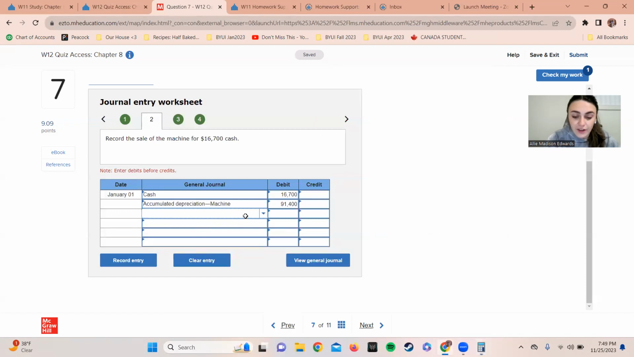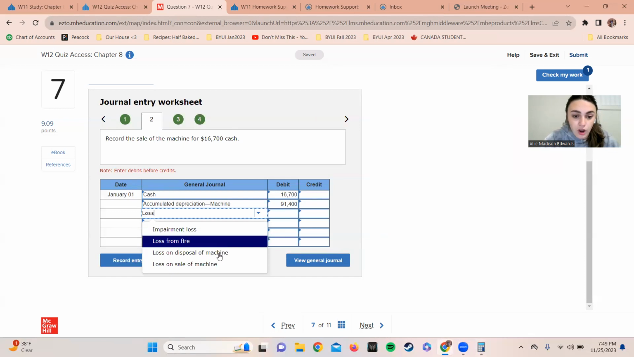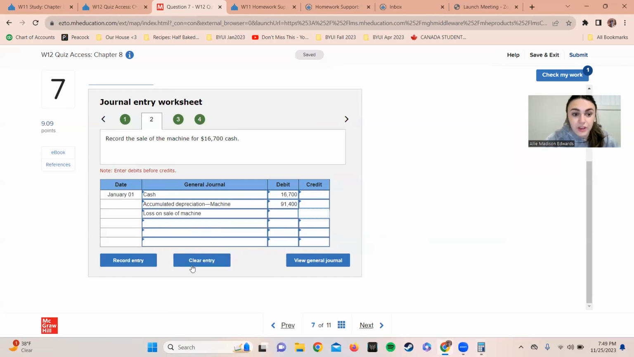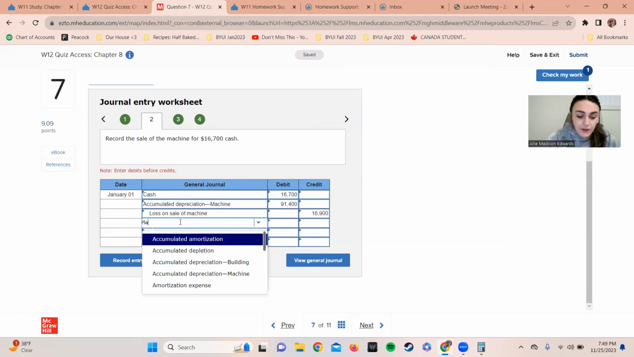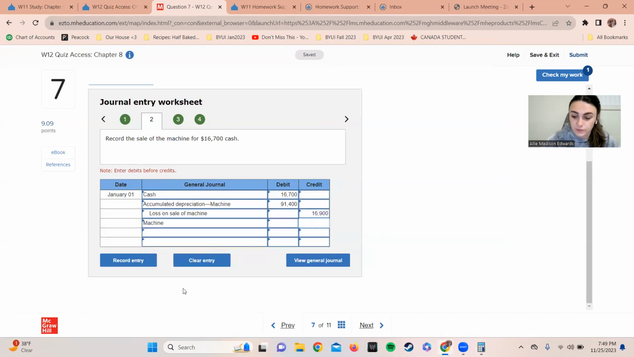That is going to have to go right here, and they're going to take that as a loss on the sale of this machine, not the disposal, because in this case they sold it. Even though they sold it, they're still reporting a loss, so make sure you report it that way. And then we have our machine here, $125,000. Okay, there's our second one, all taken care of.